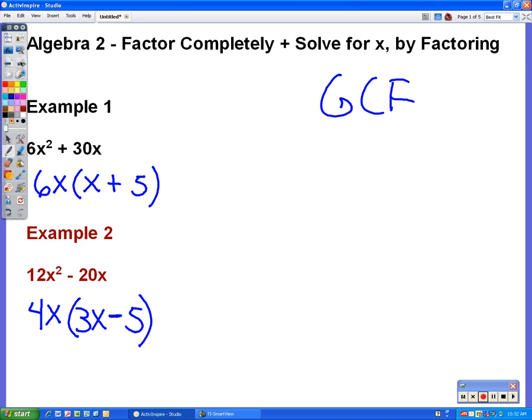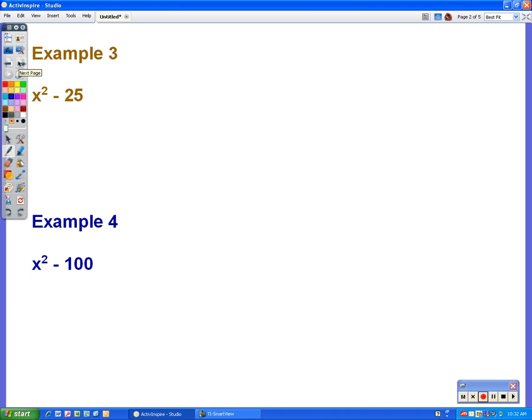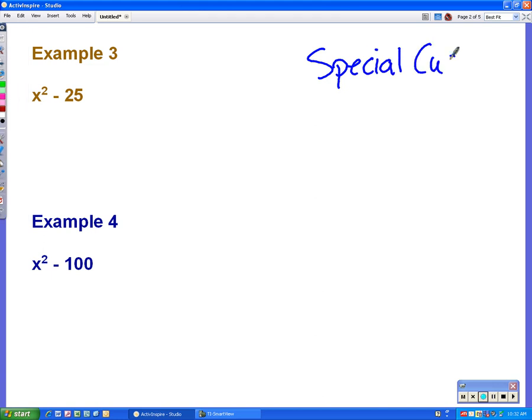All right, next two examples. Now, these two examples are special cases. It's just two terms. We have an x squared minus a 25, and we have the x squared minus 100.